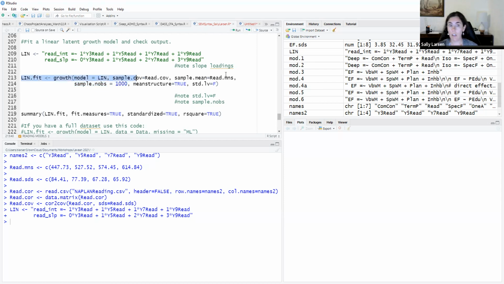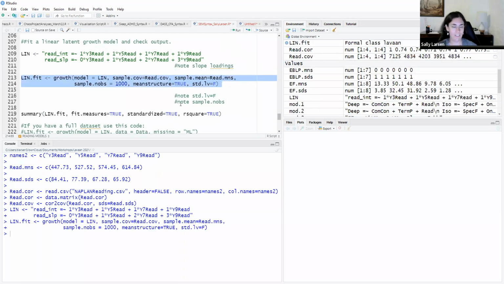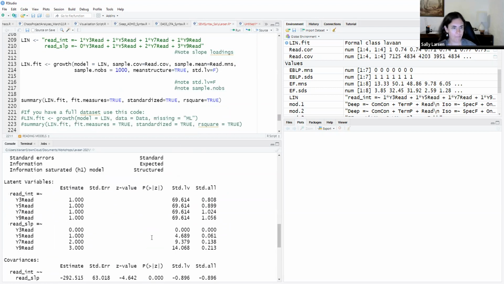But I only did this last week. I was surprised that this worked. I was like, yes, it works. It's cool. And so here are our fit statistics. There we go. I have to think about it for a second.